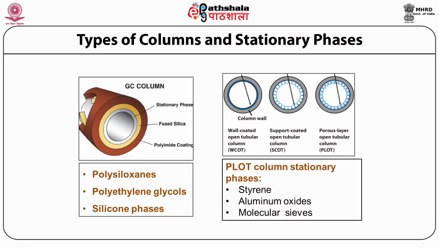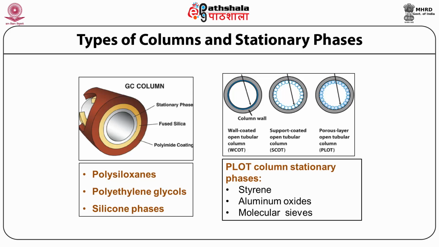So here is a representation of the different types of columns, and we are showing you a cross section and the different kinds of stationary phases, although you should be aware that there is a much wider range available. I am just listing some of the typical ones, and this is how a cross section of the GC column looks. So there is the polyimide coating, then there's the fused silica column, and the fused silica column is basically a W-COT type of column, which is the wall-coated open tubular column. And as said earlier, W-COT columns are typically more efficient than the support-coated open tubular columns.